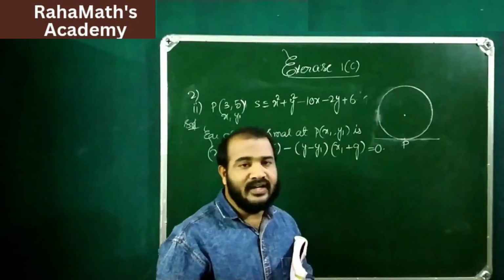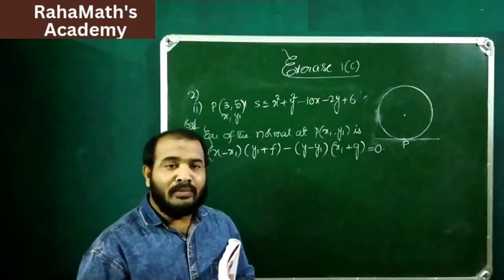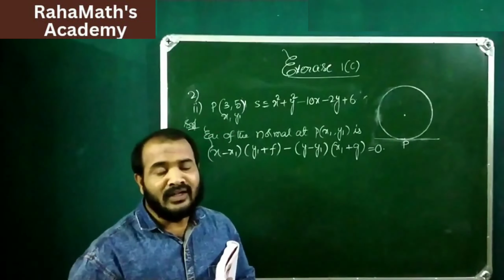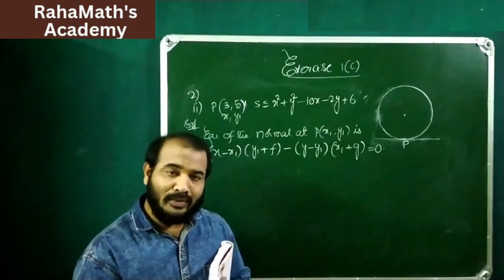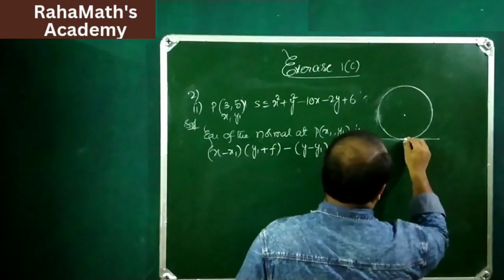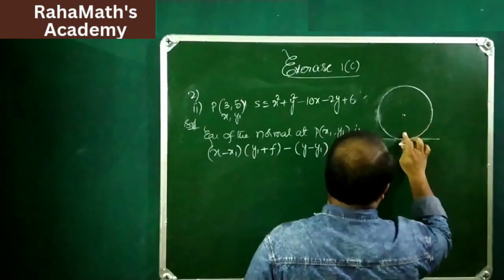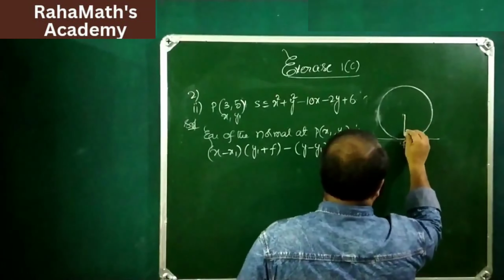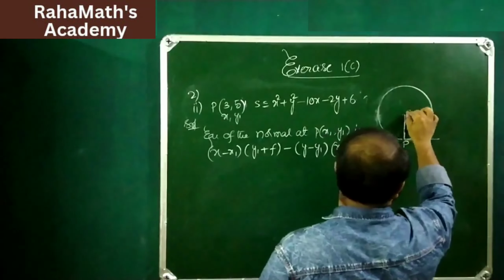So we have already discussed that the normal is perpendicular to the tangent and is always passing through the center of the circle. So this is the tangent and this is the normal. So this is C.